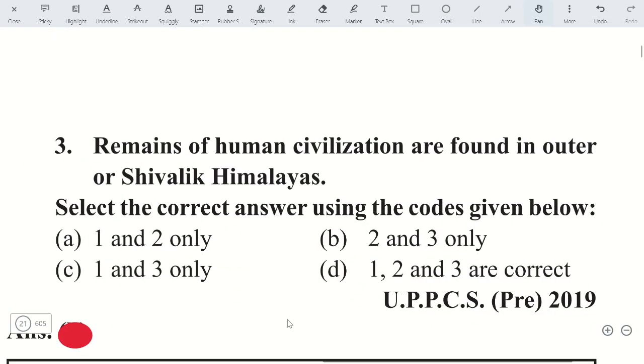Remains of the human civilization are found in the outer or Shivalik Himalaya. True. Then 2 and 3 are true. Then the option will be B.